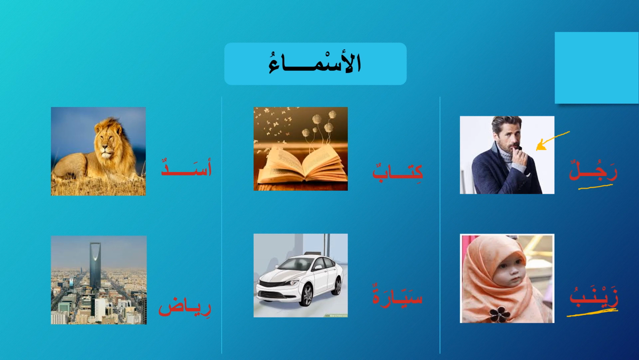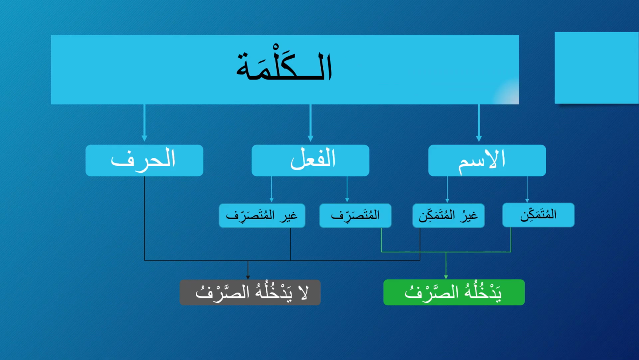So kitabun, a book. Sayaratun, a car. Asadun, a what? A lion. Riyadh is a place. So also places are asma, they are nouns. So you'll be expecting harf, right? You are not concerned with harf here. We are not concerned with harf.